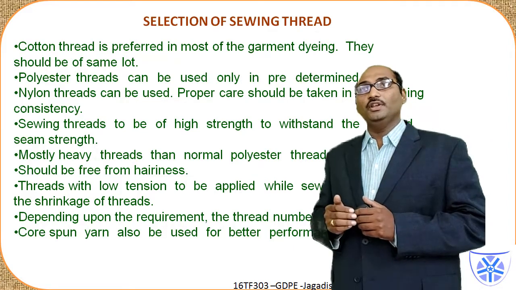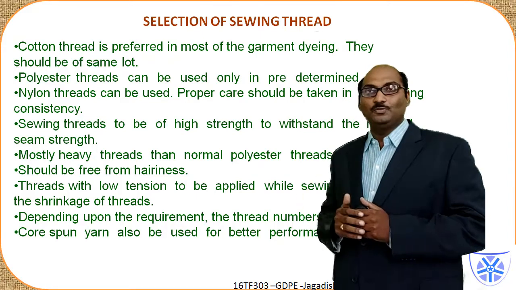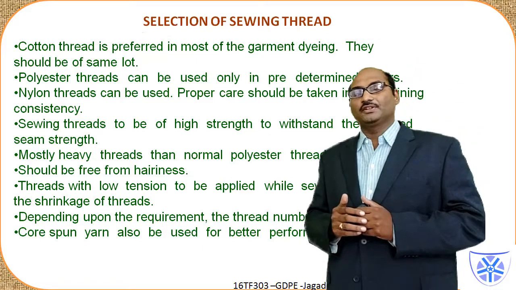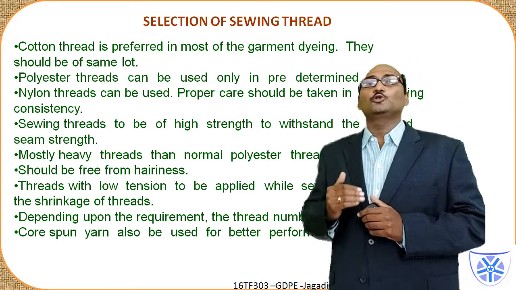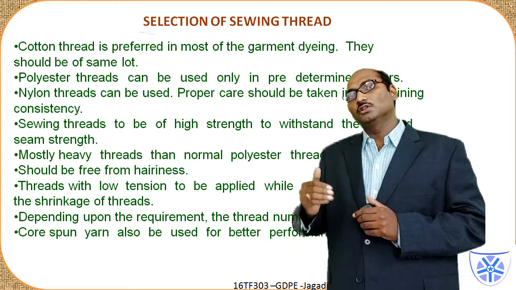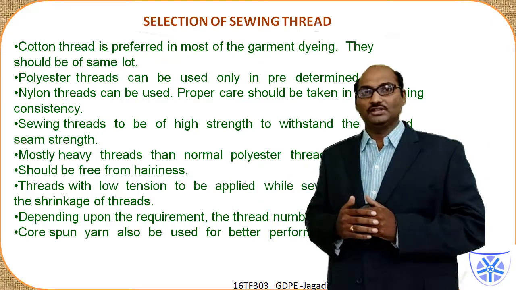Okay. Then sewing threads should be of high strength to withstand the required seam strength, and mostly heavier than the normal polyester threads. Say if normally we are supposed to use a tex number of 80, in the garments where we are using the sewing threads, it should be a little higher. Maybe instead of 80, we may use 60.